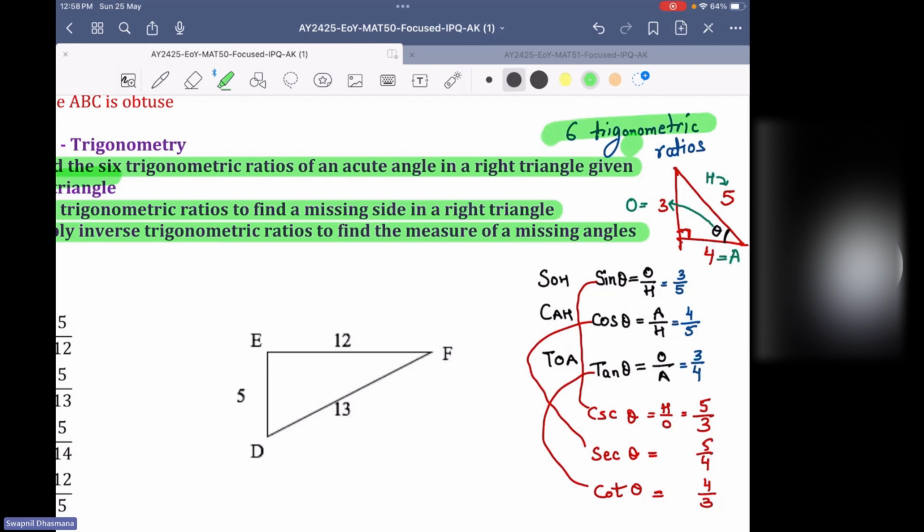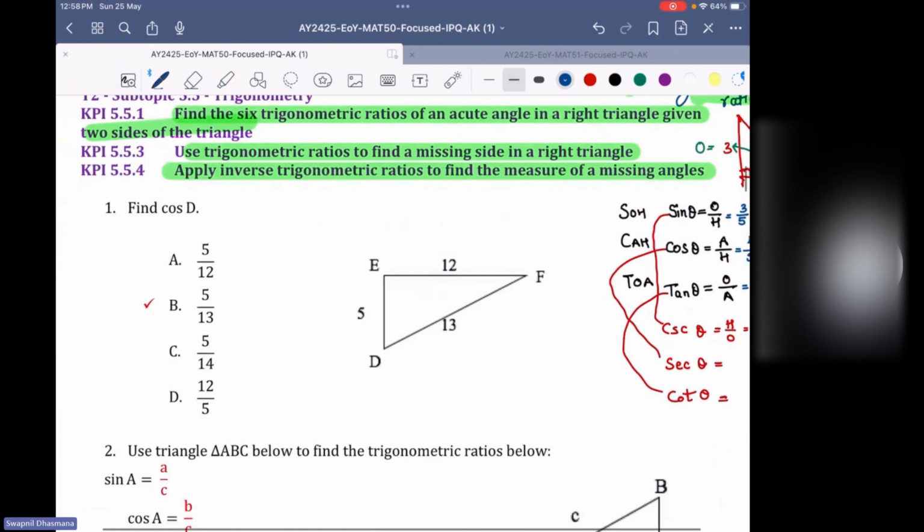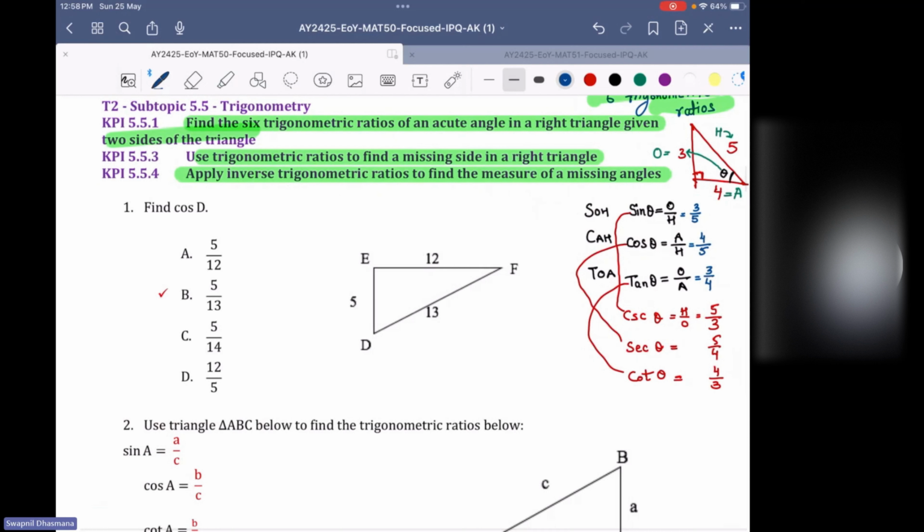I hope this is clear. This is the main rule. Now we will apply this rule. So find cosine of D. Now when they say D, that means they are talking about this angle. So the side opposite would be opposite. This is H. When we are talking about cosine, out of SOHCAHTOA, we are looking at CAH. So not this, not this. So we have to do cosine D equals adjacent divided by H. Now this side is adjacent. So that will be 5 divided by 13.